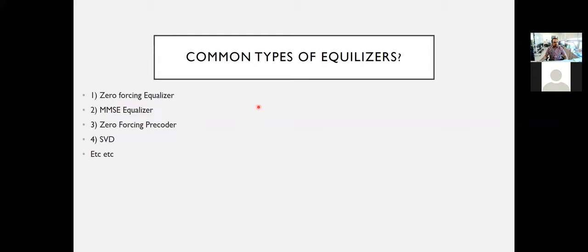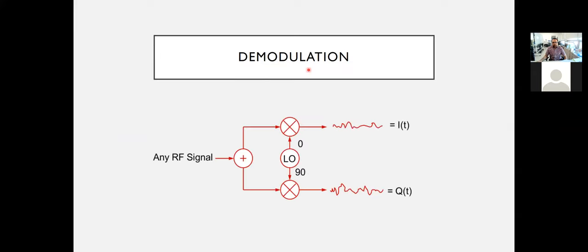There are a couple of types of equalizer, like zero forcing, MMSE equalizer, SVD, etc. And then we have to do the demodulation. Demodulation, as I told you before, is reciprocal to what we had done in the modulation part. Any RF coming in is given to these multipliers, which are also connected to the local oscillator. On one side, the local oscillator gives a 0 degree phase shift, meaning the signal passes as it is and gives you the in-phase term, and the other side shifts the phase by 90 degrees and gives you the quadrature phase.